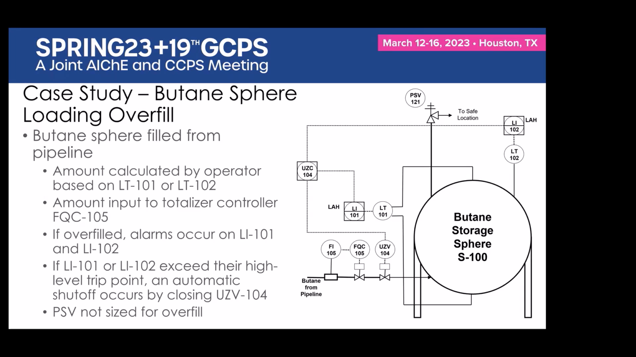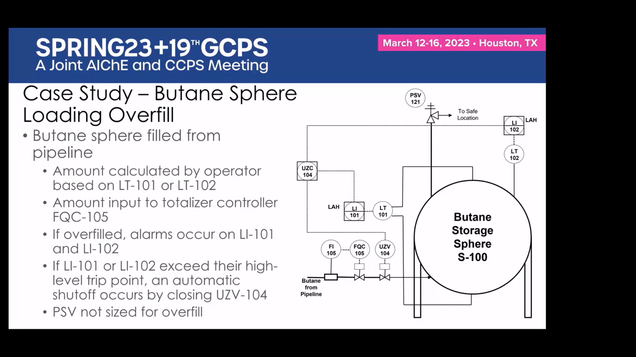All right, now the butane that they're receiving is coming in from a pipeline. So they've got a pipeline operating company that is sending them batches of butane, and they're going to fill this sphere. Now, when they are filling, we're going to send an operator out to the field to calculate how much butane we need. And they do that by looking at the level.